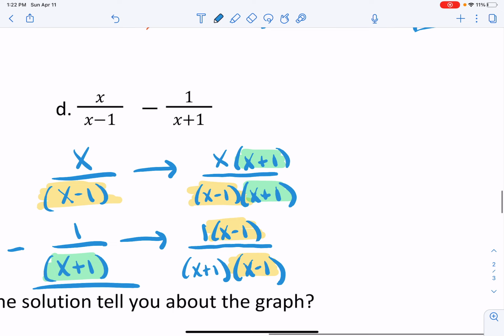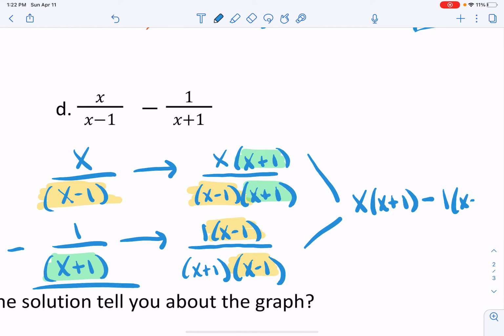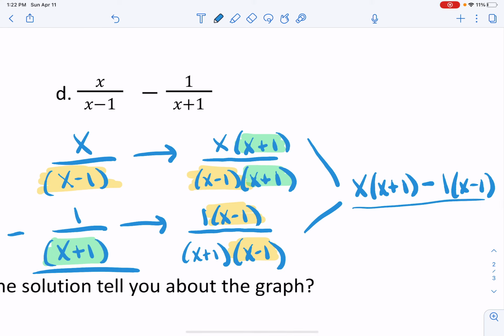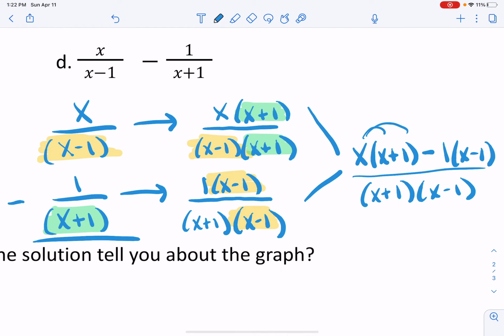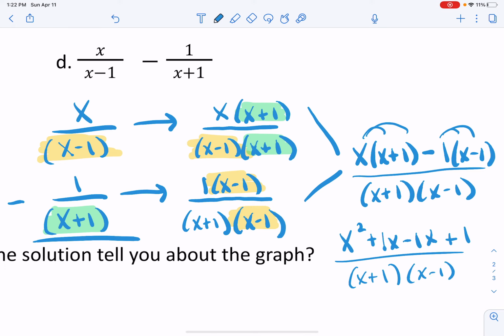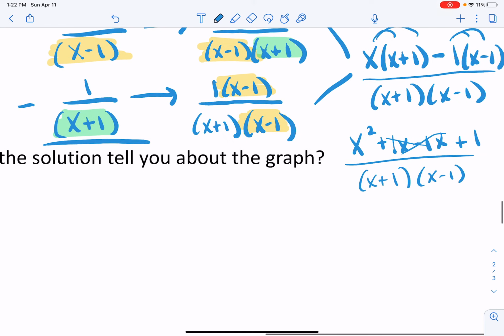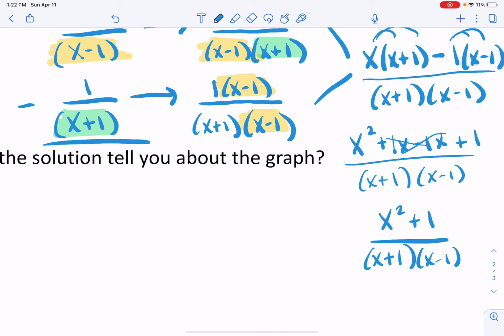Okay. Now that we have the same denominator, we can combine them, but rewrite the top, so that's x times x plus 1, minus 1 times x minus 1, all over x plus 1, x minus 1. We can do a little factoring here, or distributing. So we've got x squared plus 1x minus 1x plus 1, all over x plus 1, x minus 1. These cancel. So we're left with x squared plus 1 over x plus 1, x minus 1.